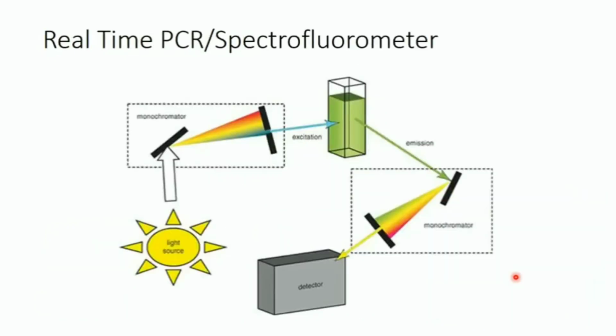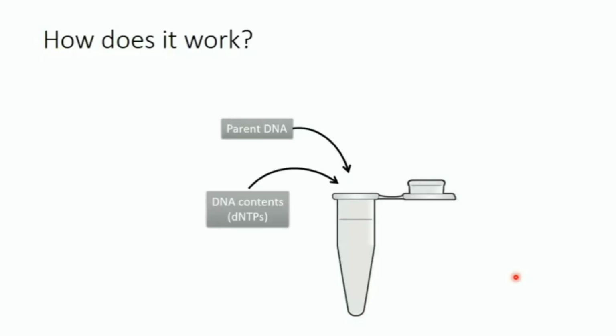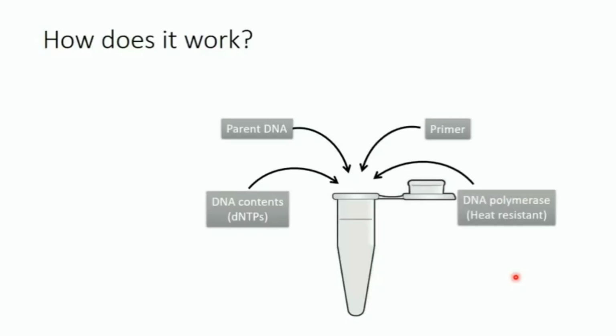Now I'm going to speak about how real-time PCR works. As I told you previously in the PCR video, we need 4 essential elements in order to perform a PCR process. First we need the parent DNA, the DNA sequence or the specific gene we want to amplify. Then we need the DNA building blocks because we need to synthesize DNA. So we need the dNTPs, which are the deoxyribonucleotide triphosphates, the adenine, thymine, cytosine, guanine. We also need a couple of primers, the reverse and the forward. This I told you in the previous video. And of course we need the very important enzyme, the heat-resistant DNA polymerase, to produce DNA.